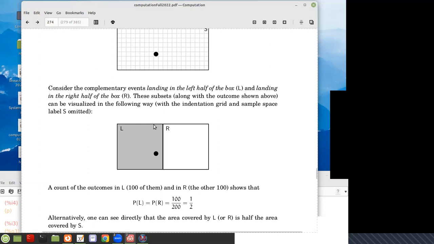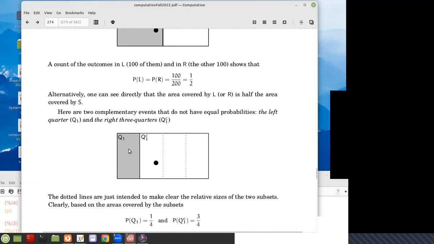The purpose of this diagram is to illustrate that we can represent the numbers of elements by the area covered. For example, the probability by counting is 1/2, and you can see the left half covers 1/2 of the whole. So you can see the probability of the event L as the area that event covers in this simple example.